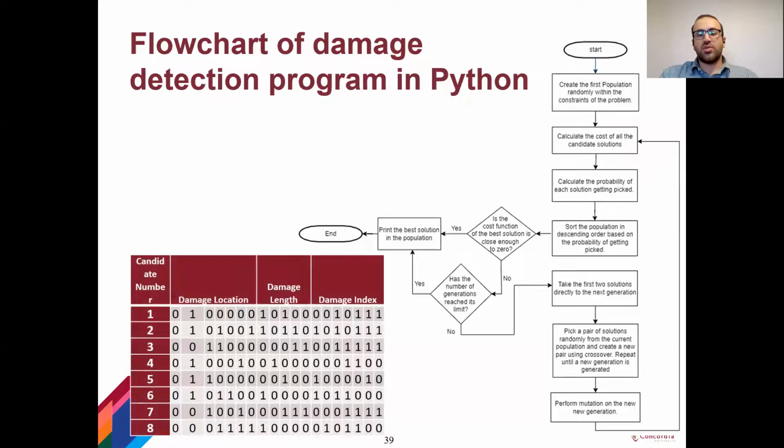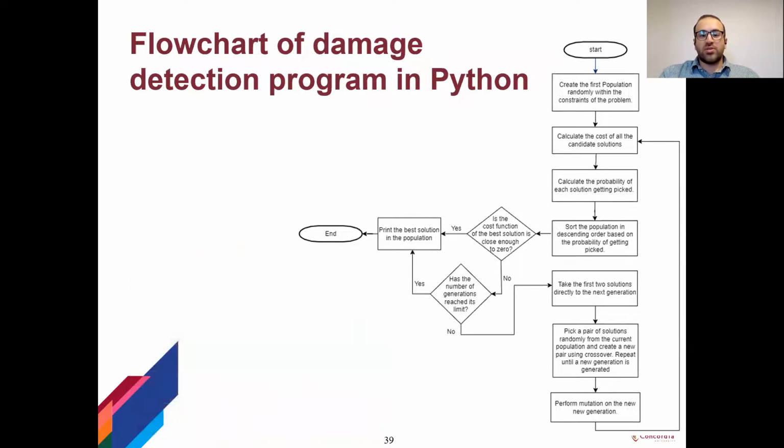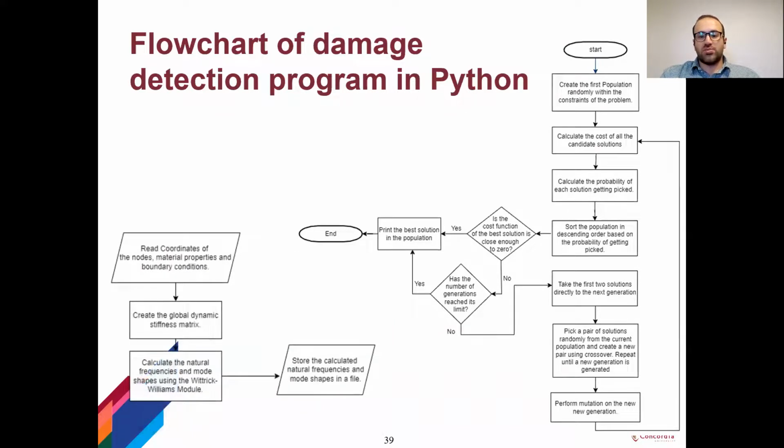A generation of 8 possible damage structures are created randomly inside the constraints of the problem. So this is our first generation of solutions, and it's completely random. The spectral finite element model of each solution is built, and natural frequencies and mode shapes are captured.